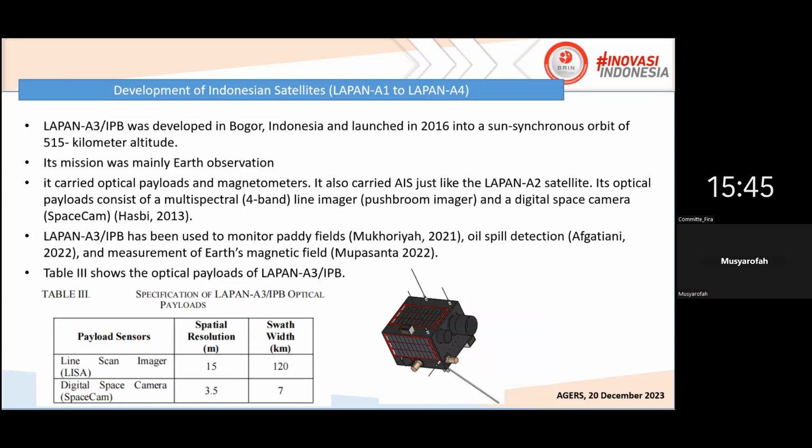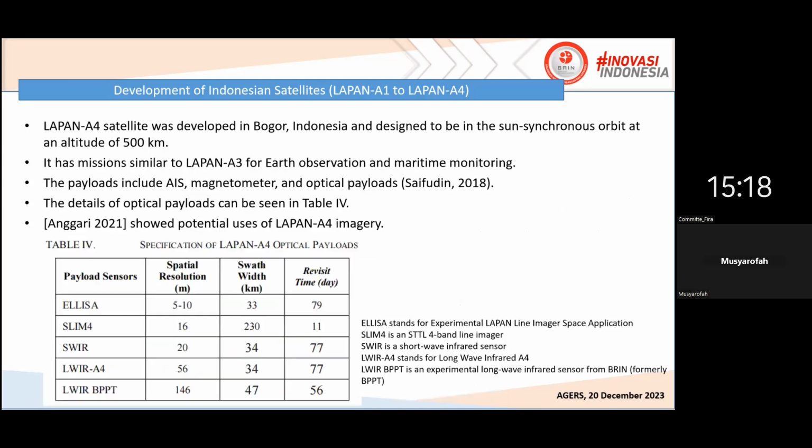Its mission was mainly Earth observation. It carried an optical payload and a magnetometer. It also carried AIS, and its optical payload consists of a multispectral line imager and a digital space camera. The specification can be seen in the table. And the data of LAPAN-A3 has been used to monitor paddy fields, oil spill detection, and measurement of Earth's magnetic field.